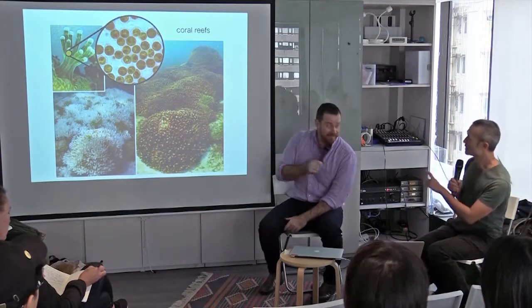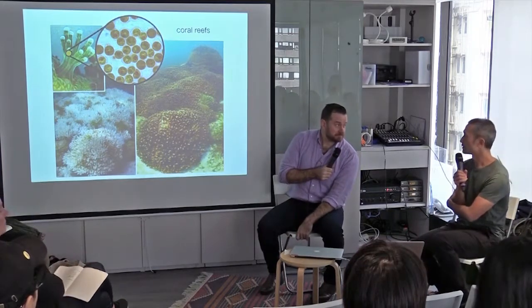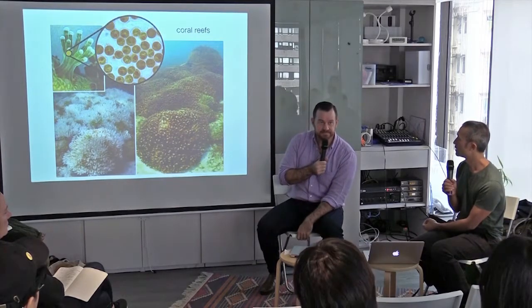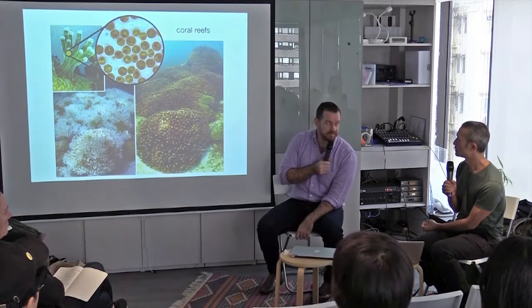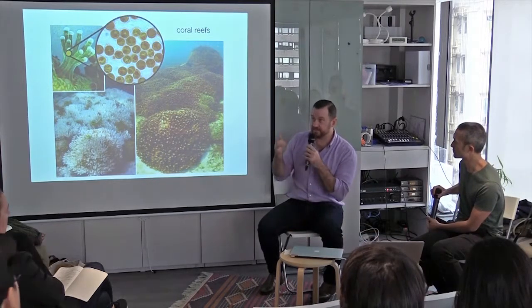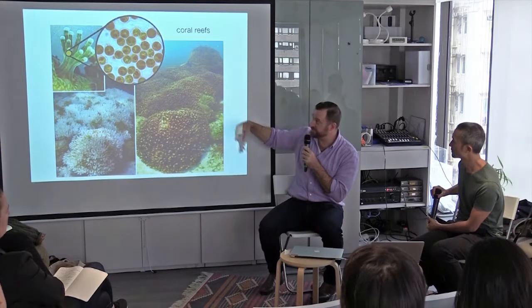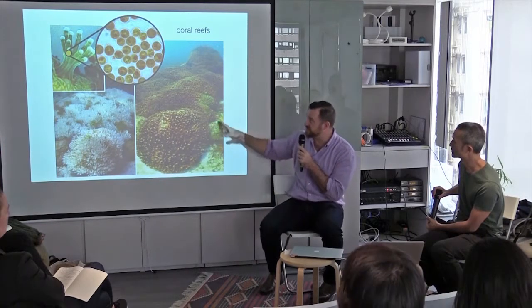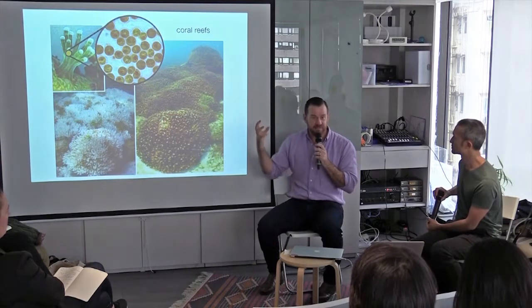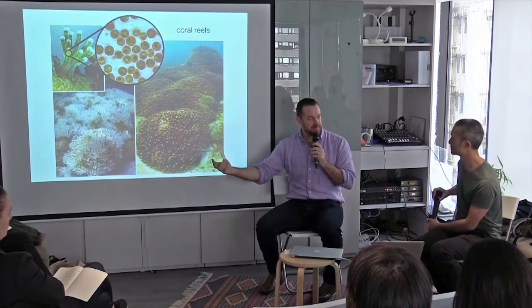So, sorry, how big is the genome for the coral? Oh, that's a really good question. It's smaller than their symbiont. I don't know off the top of my head. But they have highly co-evolved partnerships. So they're corals that, if you don't have the algae, they die, right? Because they need that complementary library.